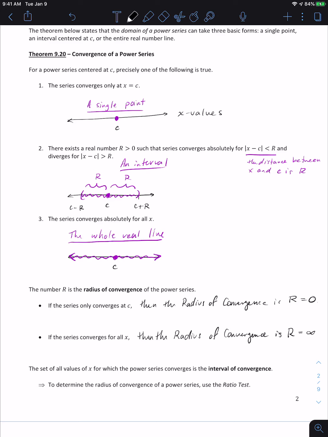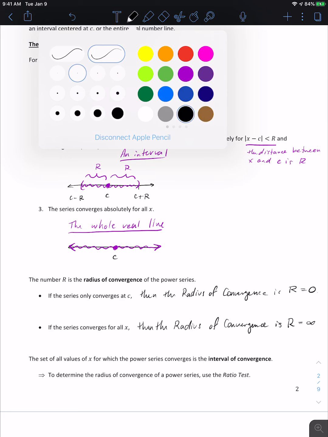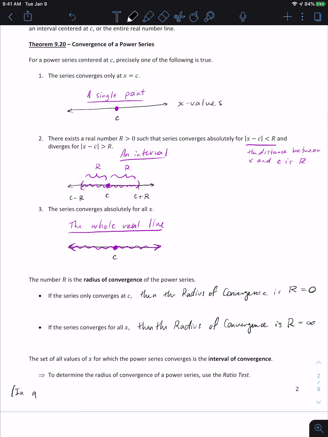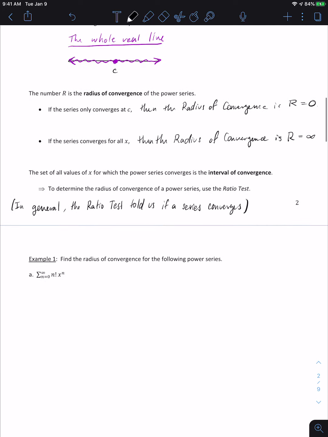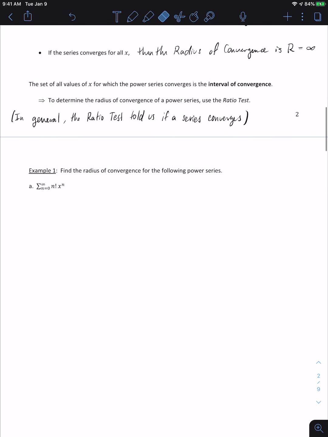So in order to determine the radius of convergence and the interval of convergence, we're going to use the ratio test. So remember, in general, the ratio test, what did the ratio test tell us? If a general series, not a power series, converges, or if it diverges, right? And that's kind of the idea that we're going to use in this case for the power series. Because again, a power series is a super specific case of a series in general.